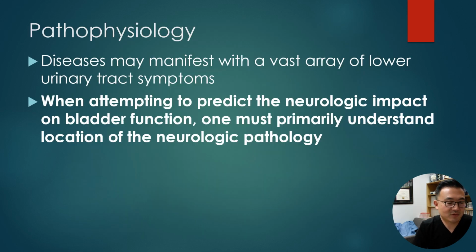Okay, after that review of the physiology of voiding, which can be kind of complicated, we're going to shift gears a little bit to pathophysiology and evaluation. So really, it's important to understand the neurologic disease that you're dealing with, because when you want to predict the neurologic impact on bladder function, you really need to understand the location of the neurologic pathway, whether it's in the brain, the spinal cord, the peripheral nerves, because a lot of times knowing that information is enough and you can predict what kind of voiding dysfunction one may have.